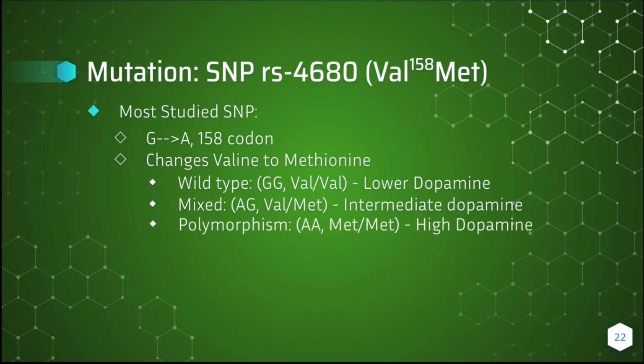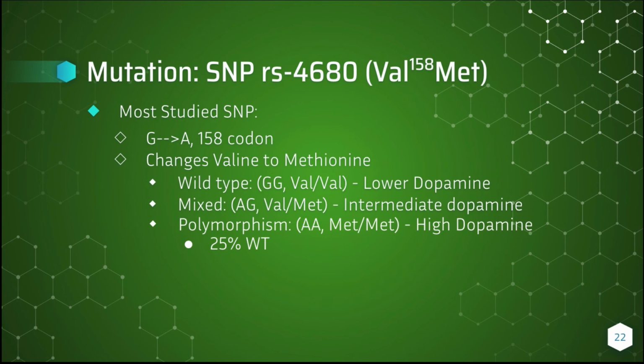The reason why differing RS4680 variants are associated with different levels of dopamine is because the shape of the enzyme changes when methionine replaces the valine amino acid in the normal COMT enzyme. This resulting variant of COMT is only 25% as effective as the wild type. Because the Catechol-O-Methyltransferase resulting from the polymorphism is much less effective compared to the wild type, it means that dopamine in the individuals with the polymorphism is much less likely to be broken down. Thus, there are higher dopamine levels in individuals with the polymorphism.